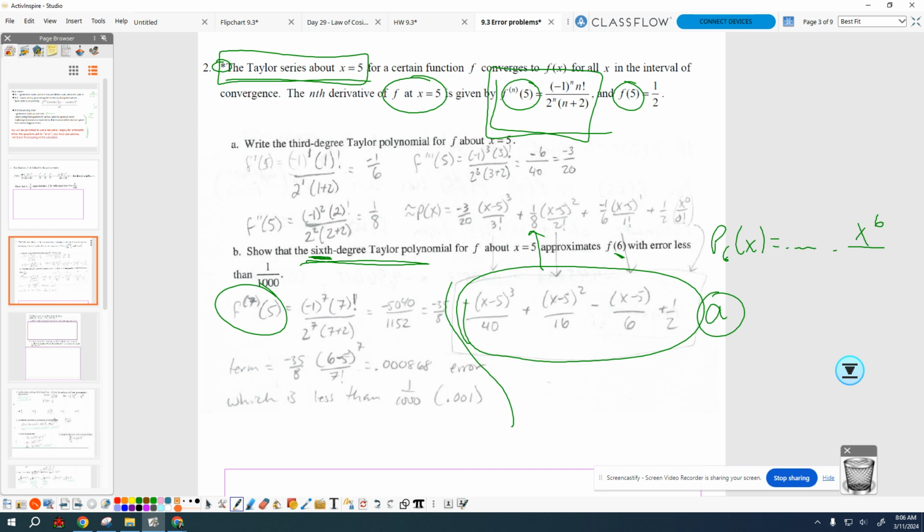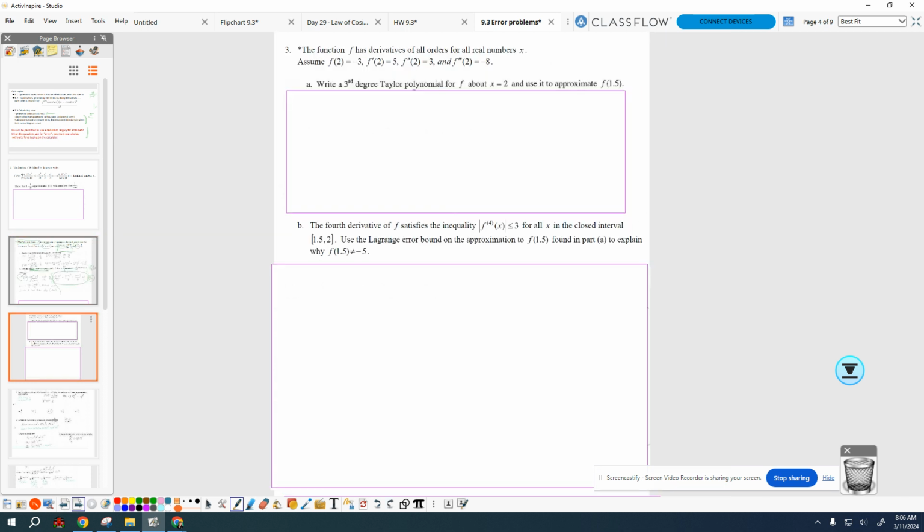So number 3, part A. Error bad on the approximation. Explain why error is not estimated by.